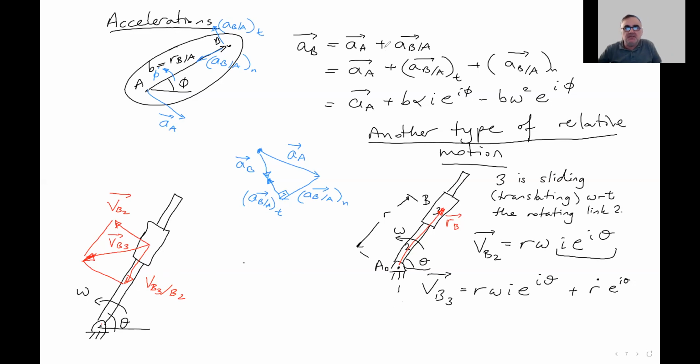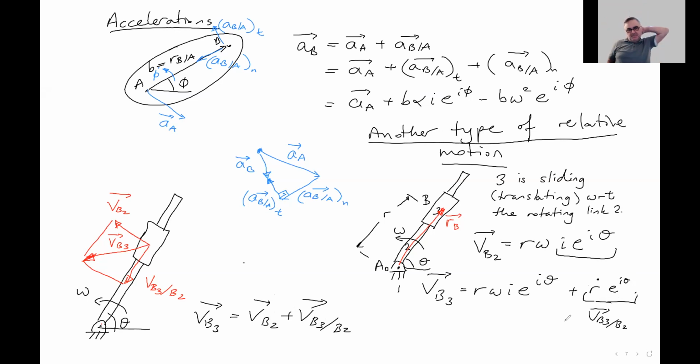So I can write VB3 is equal to VB2 plus VB3 relative to B2. So this thing I will write as VB3 relative. Is this clear?